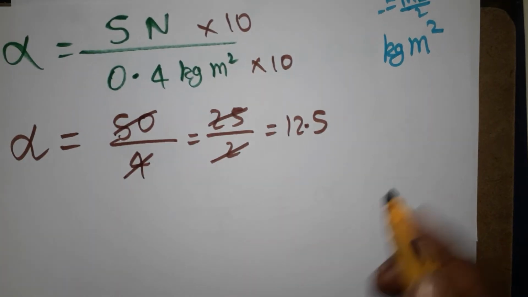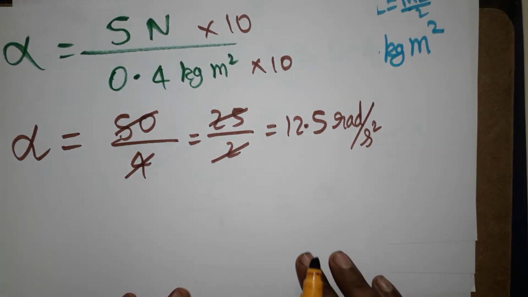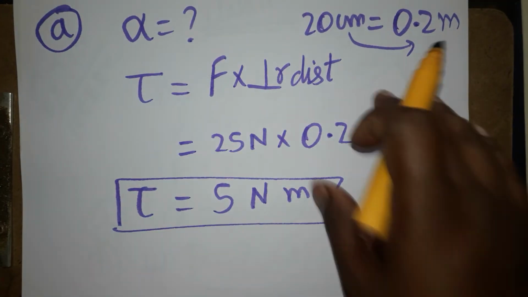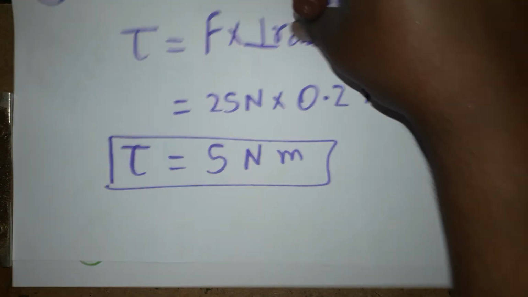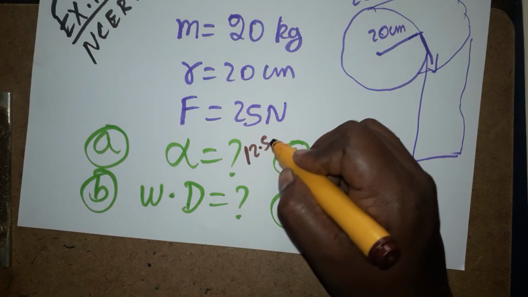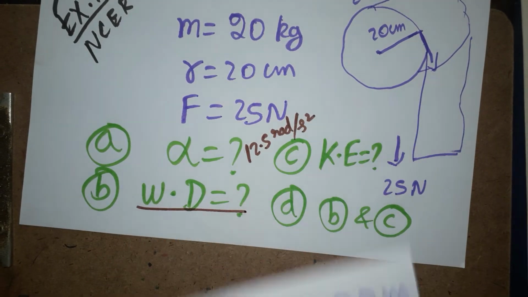Alpha unit, what is alpha unit? Radian per second square. Okay, now I got what is the angular acceleration. So the first question: what is the angular acceleration, which is going to be 12.5 radian per second square.